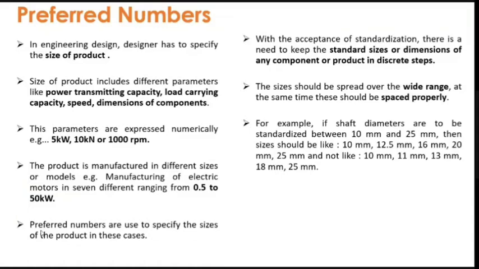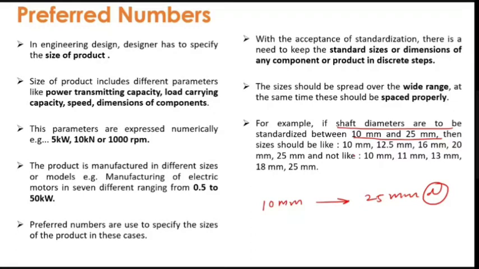Let us take one more example. I will give one example so you understand. Let us take an example of a shaft. Now, if shaft diameters are to be standardized between 10 mm and 20 mm, what is a shaft? You have to design or manufacture standard sizes of the shaft between 10 mm to 25 mm diameter. So basically, how will you manufacture it?